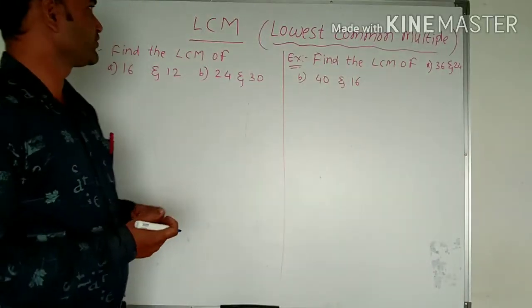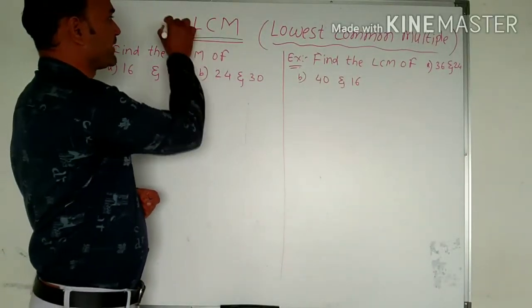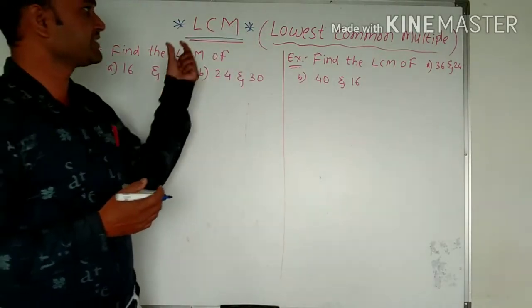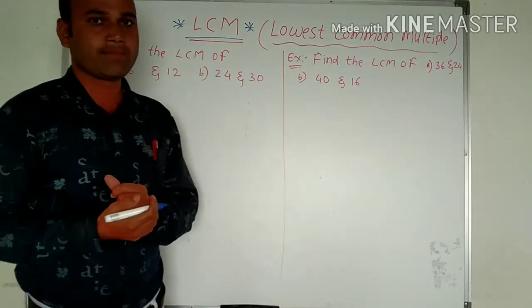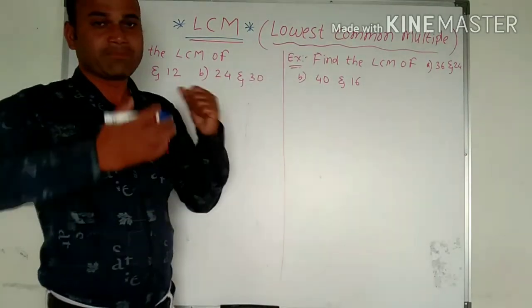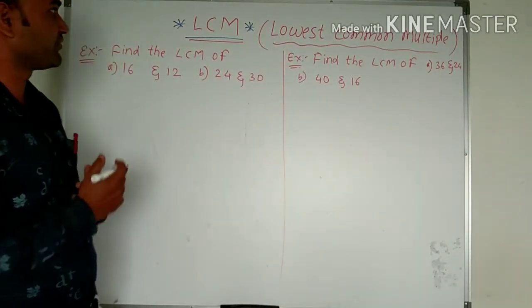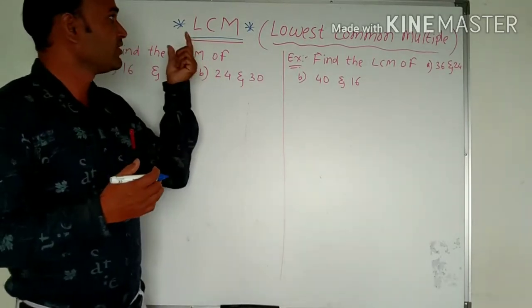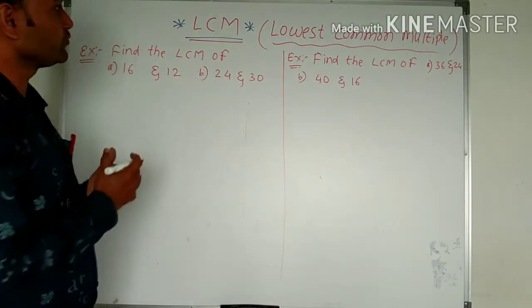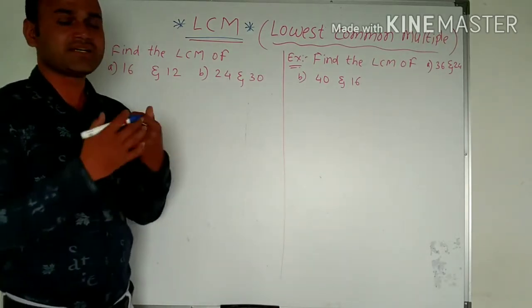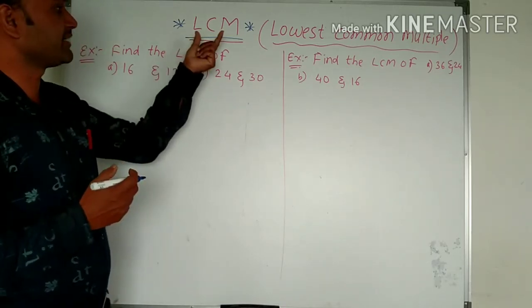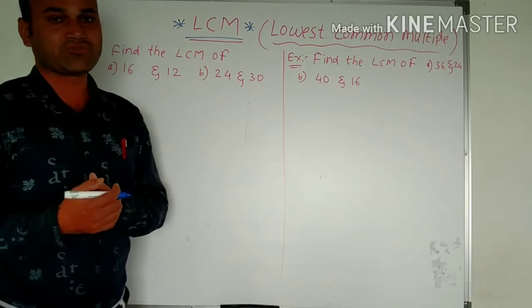Students, today we are going to discuss a new topic, that is the LCM. As we know, LCM is nothing but the least common multiple, or we can say the lowest common multiple. Before this, I have made a video on multiples, how multiples can be found and how to write the multiples of numbers. But here we are going to see the LCM, the lowest common multiple.